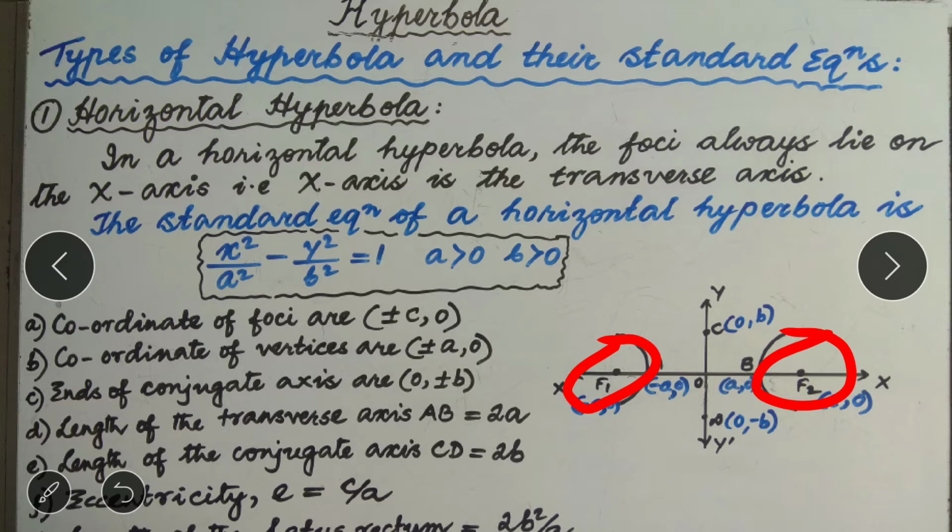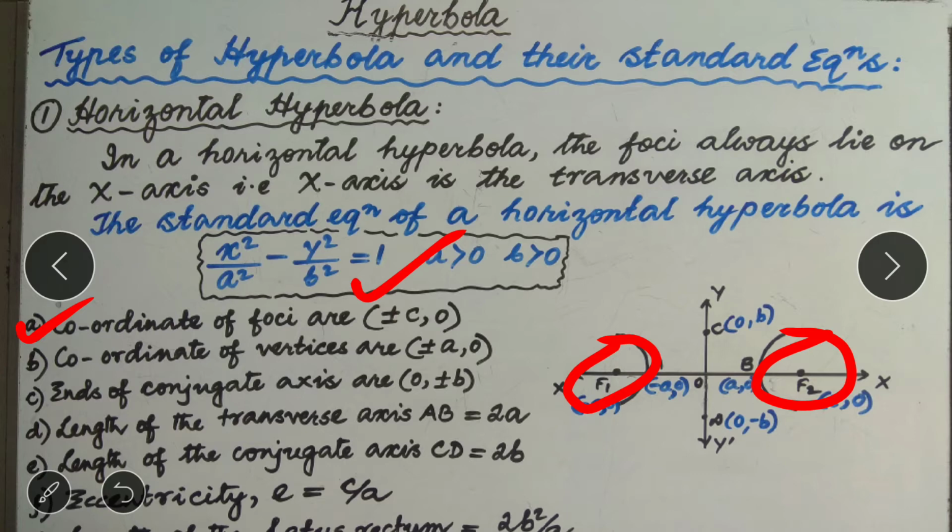What is the standard equation of a horizontal hyperbola? x square by a square minus y square by b square equals 1. Both a and b should be positive. So this is the standard equation for writing a horizontal hyperbola. Now, a few formulas associated with horizontal hyperbola. Point number A, coordinates of the foci: plus minus c comma 0.